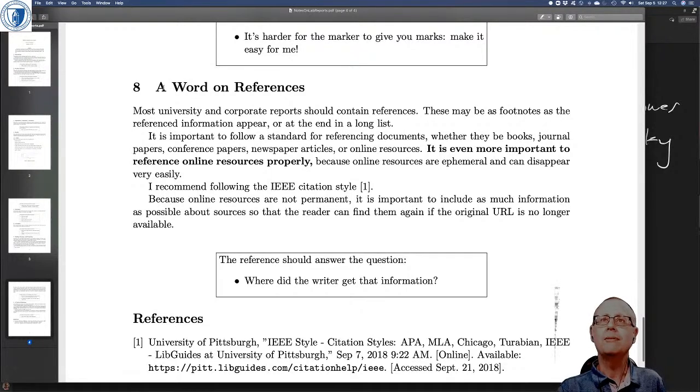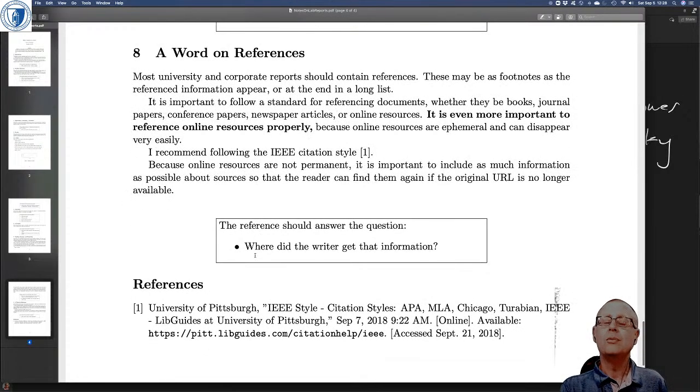Try and make sure, most of the reports in this subject don't use references, right? The only reference would be the lab sheet, which there's no point in referencing. But maybe for your final report there are references, and I highly recommend you use the IEEE citation style, and there's a link to it on the LibGuides site.